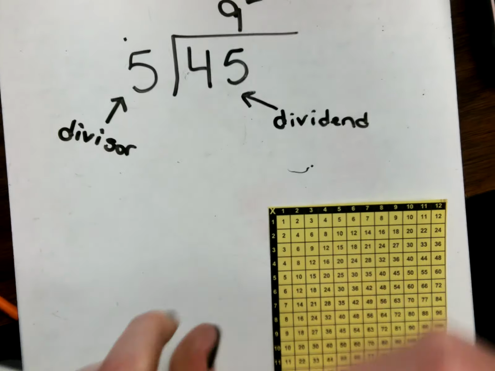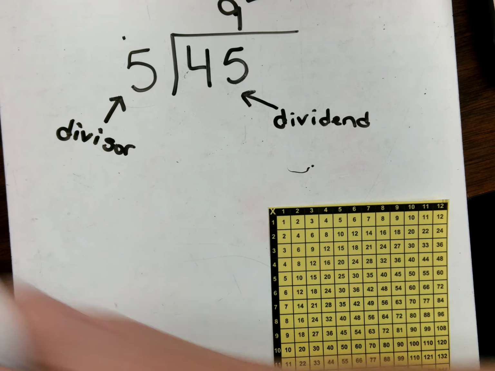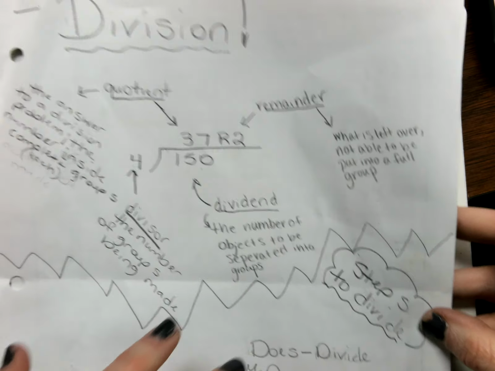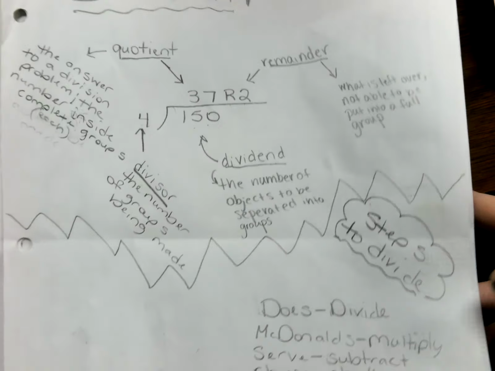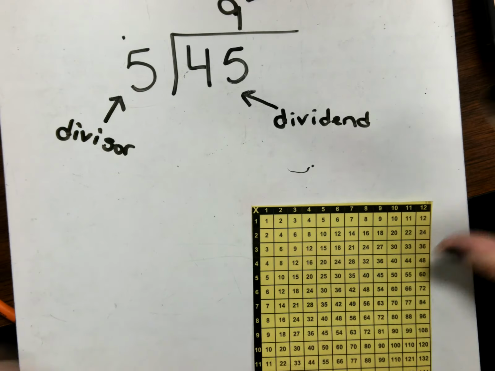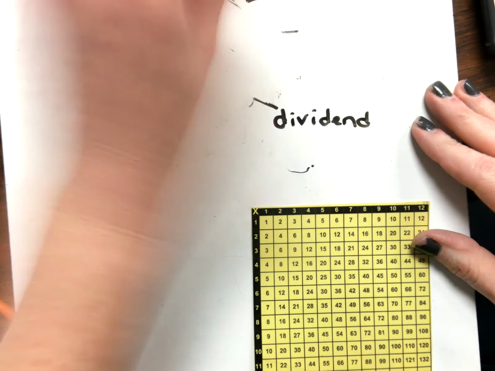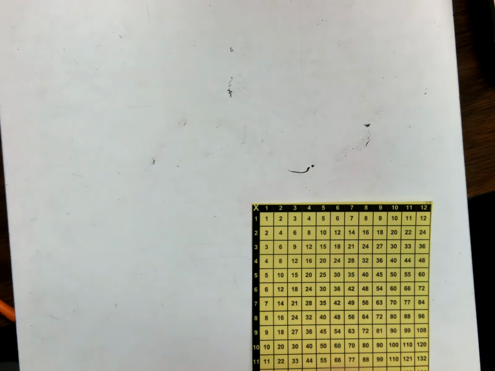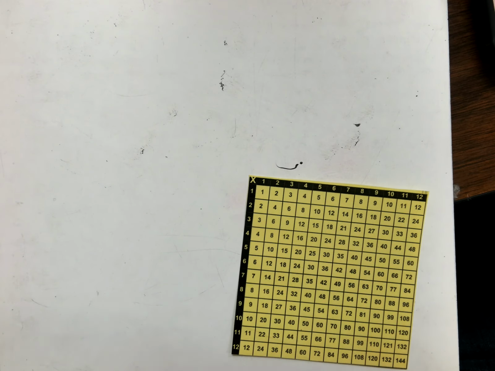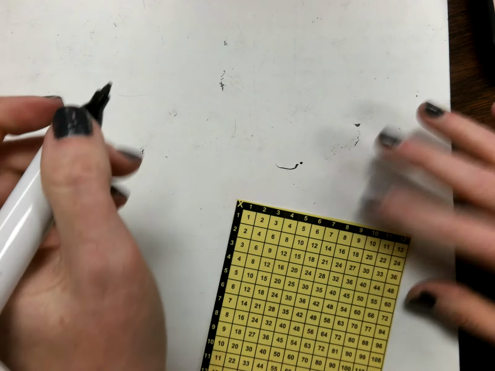So in your binder, in your math section, yours may look a little bit different than this one, but you have your division book, your division notes that's stapled together with multiple practice pages that we've been working on for a couple of weeks now. So if you turn to that first page that looks like this, let's just take D for example.